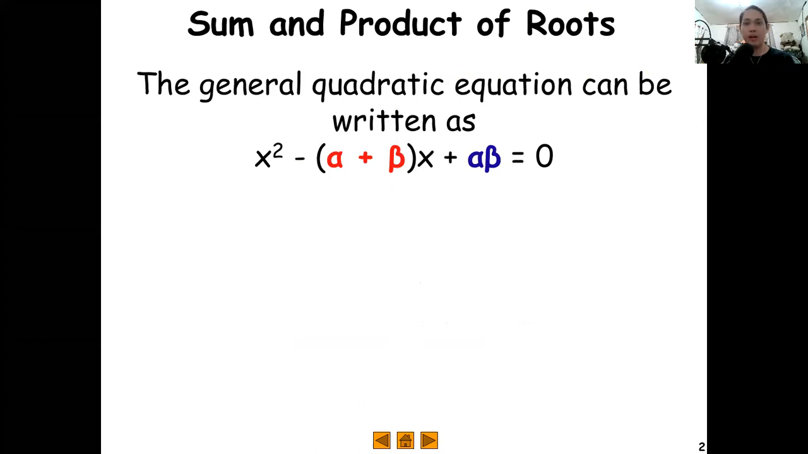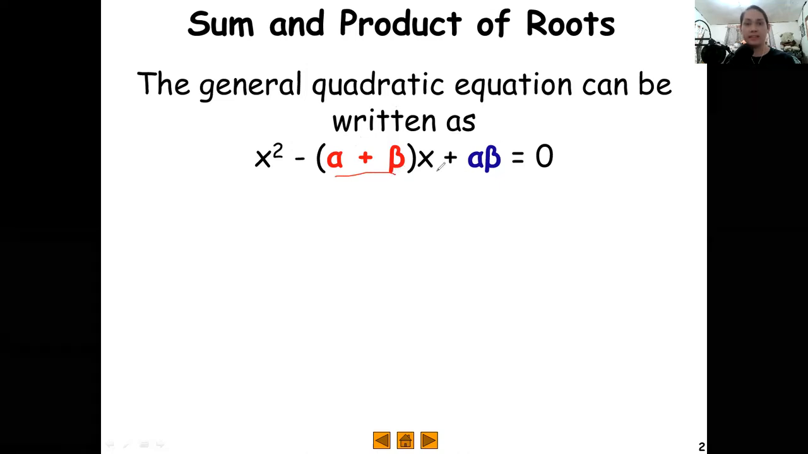So to recall, or to define rather, when we say sum and product of the roots of a quadratic equation, the general quadratic equation can be written as x squared minus (a plus b). We will not read it as alpha and beta because we are not talking about the angle in here. We are talking about the roots. So again, the general quadratic equation can be written as x squared minus (a plus b), this is the sum of the roots, times x, plus ab is equal to 0.